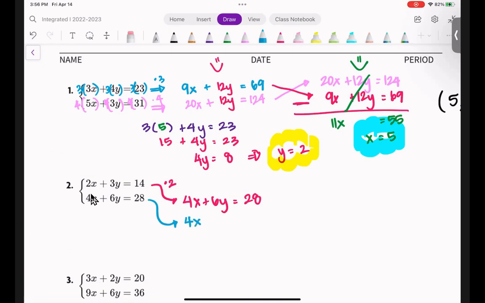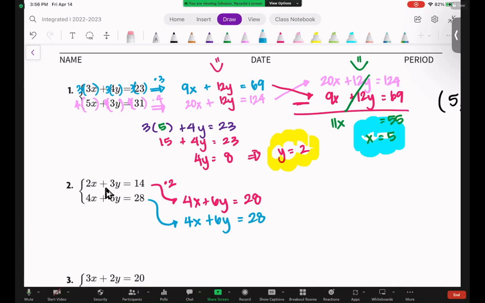And you should already be noticing something. Some of you may have noticed it in the very beginning. You're like, hey, Ms. Johnson, look, I can multiply by 2 to get that, multiply by 2 to get that, and multiply by 2 to get that. Exactly. And that's why you have these two equations being exactly the same.